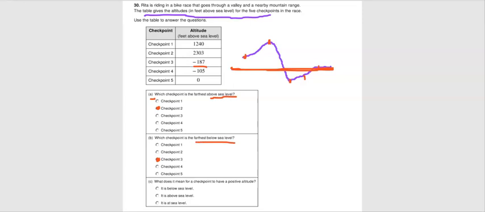And part C is, what does it mean for a checkpoint to have a positive altitude? Is it the first one, that it is below sea level? Well, no, sea level is 0, and anything below sea level is a negative number. Is it above sea level? Well, that sounds pretty promising, because everything up here is a positive number. Or at sea level? Well, at sea level is 0. So, what does it mean for a checkpoint to have a positive altitude? Obviously, it is above sea level. So that's what you need to know for question number 30.